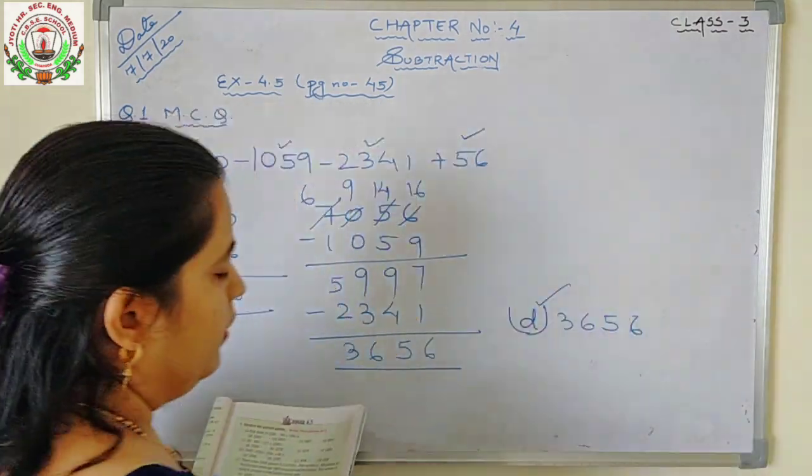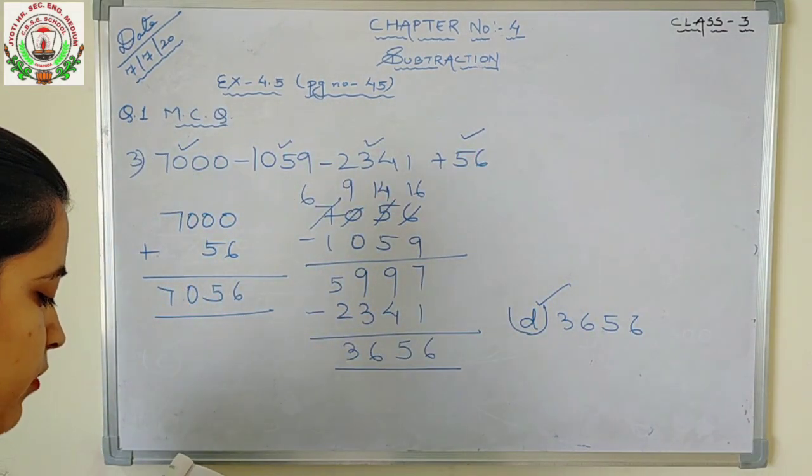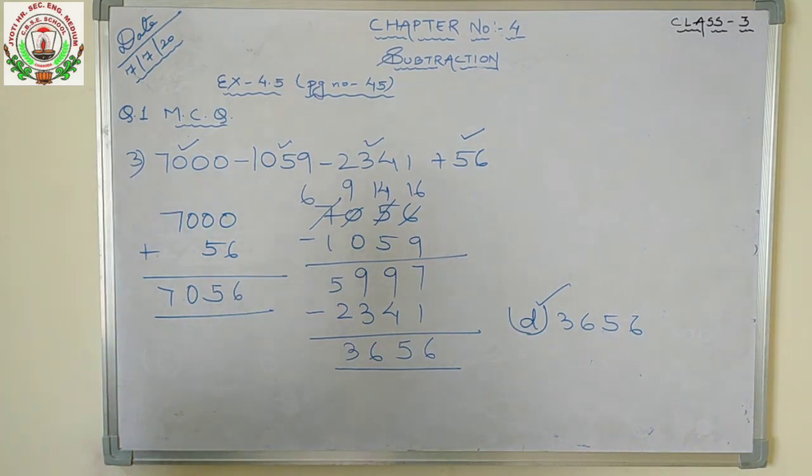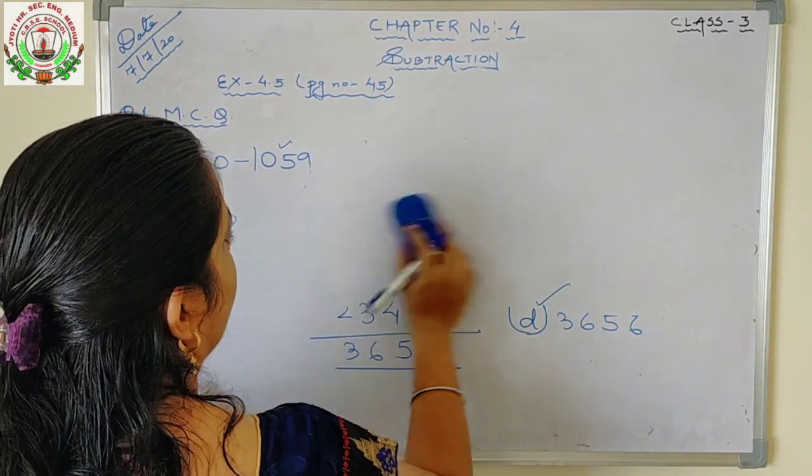Then the next question is question number 4. This is a word problem question. There were 2300 people in a function. Number 4 is an MCQ.